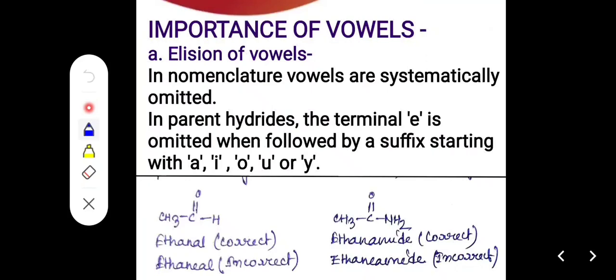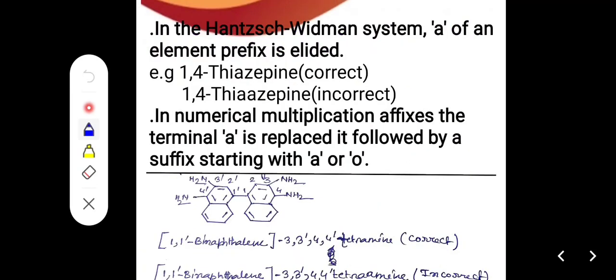Importance of vowels. In nomenclature, vowels are systematically omitted, as in hydrides the terminal E is omitted when followed by a suffix starting with A, I, O, U or Y. So two vowels such as E and A are not placed together. The omission of E can be there, so we get the correct spelling. This is also the same; this is incorrect. In the Hantzsch-Widman system, the A of an element prefix is added. So 2 A's are not justified, so we have to consider this the correct spelling.